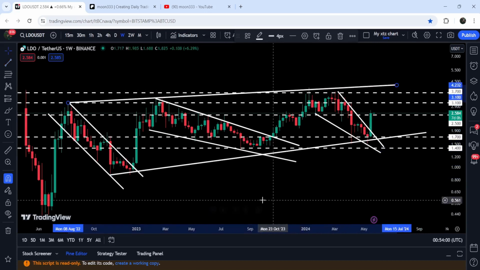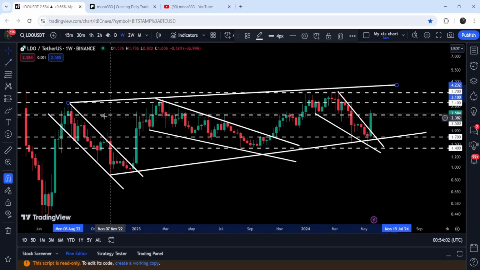And this is the formation of a very huge rising wedge pattern. You can see that we had a rejection here, another rejection here, another rejection here, and now the price line is bouncing from the support of this wedge and moving towards the resistance of this wedge. And in today's video, we will also analyze this very massive rising wedge pattern as well.